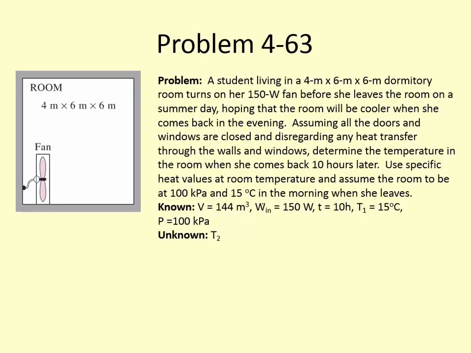So let's do the analysis on that. How do we approach this? What information do we know? Okay, we know the volume of the room, right? So 4 meters by 6 meters by 6 meters, so 4 by 6 by 6 meters cubed. Okay, what else do we know?